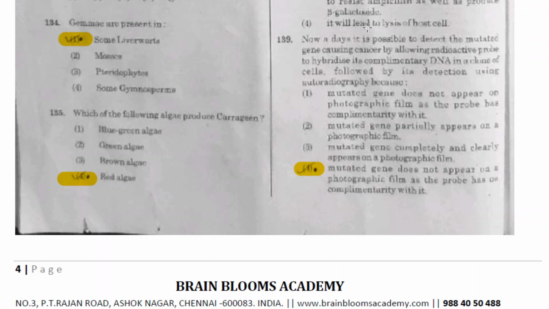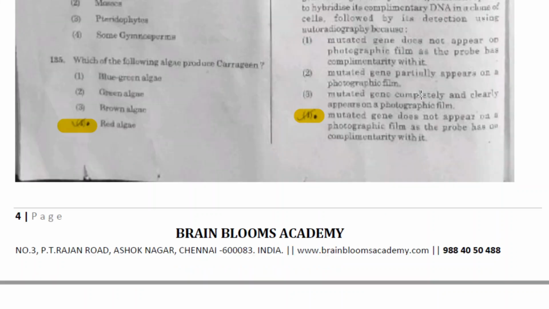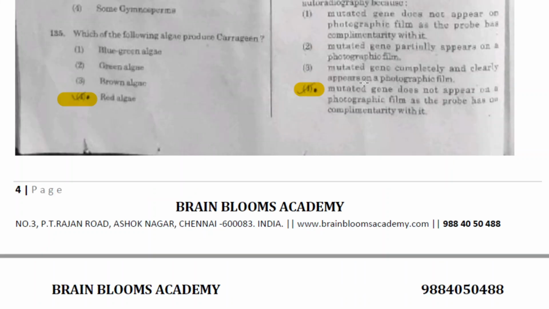And for this also let us wait for what their key is. Nowadays it is possible to detect the mutated gene causing cancer by allowing the radioactive probe to hybridize with its complementary DNA in a clone of cells, followed by its detection using autoradiography, because the mutated gene will appear on a photographic film, as the probe is complementary with it. Okay, this is there in the book. This is there in the book, of course.